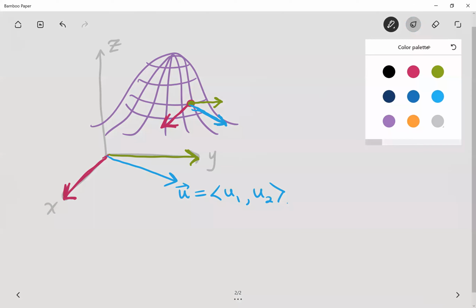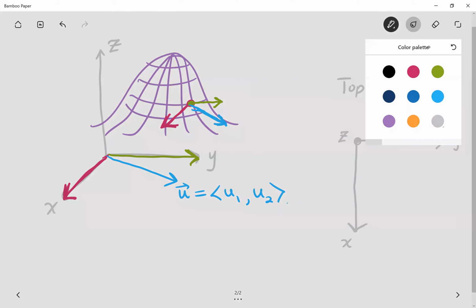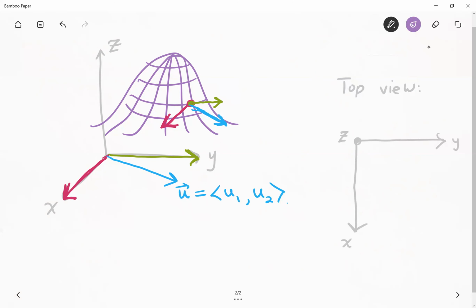And to give us a different perspective, if I had to do a top view of the same situation, right? Imagine you're looking down along the z-axis. And so for the top view, z is kind of coming out of the screen right at you, and here's y and here's x. And looking at our graph from the top, well, we're kind of looking down upon a hill. And so this is sometimes called a contour map. And maybe this is what it looks like from above.